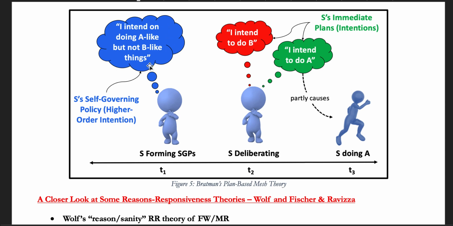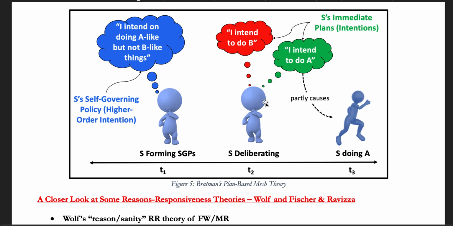If you have this self-governing policy or set of policies that says I intend to do A-like things, but not B-like things. Or to make it better, say I intend to go help my friend later, and I intend to break that promise right before I go. Well, if you have this policy where you intend to help people but not to break promises, then the red one is going to conflict with your self-governing policy. That's why it's red. Right? And the green one does not.